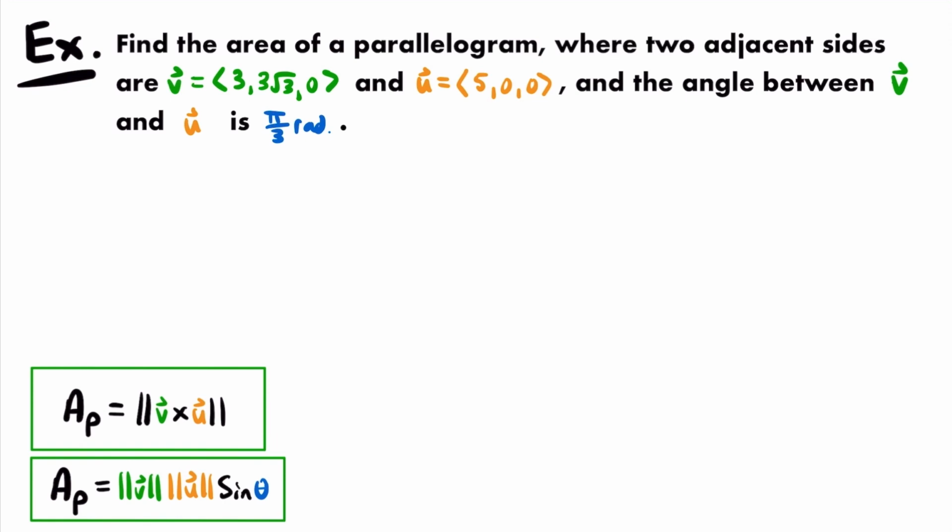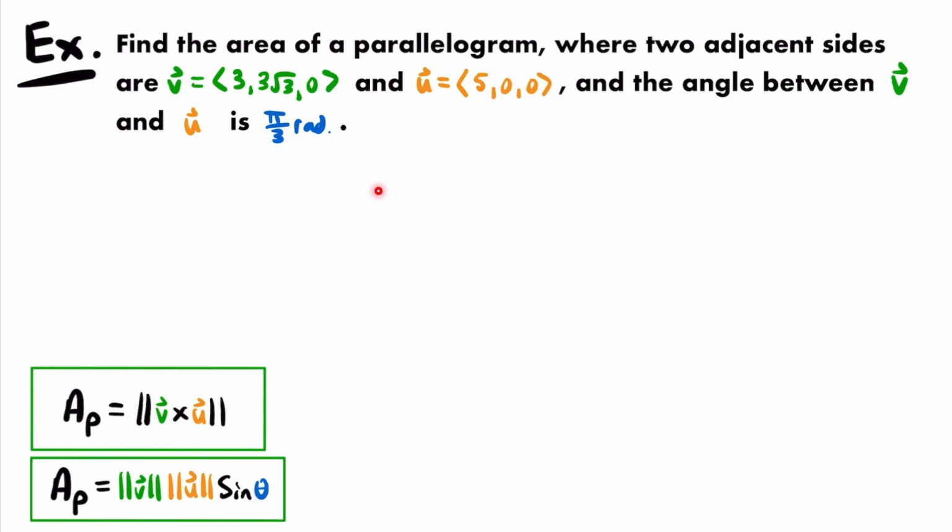Typically, you really only want to do one of these. In most cases, you're going to end up using this first formula, where you're just finding the magnitude of the cross product between the two vectors. It's not very common that you're also going to be given the angle between those two vectors or those two adjacent sides. In most cases, you're just going to be given the vectors. But in this case, I wanted to show you that these two formulas will give you the same answer if you are given all of the information that you would need in order to use both of those formulas.